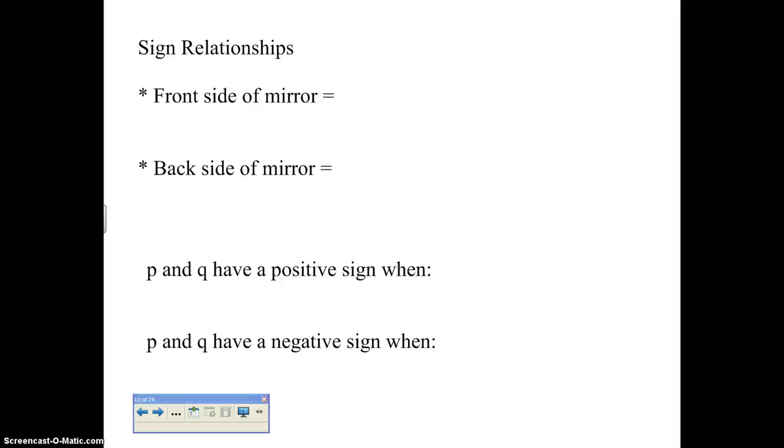Here's the second set of your notes, starting with sign relationships. Very important slide on this because you need to understand if Q is going to be positive or if Q is going to be negative. So for instance, front side of the mirror, light rays are going to reflect and form a real image.